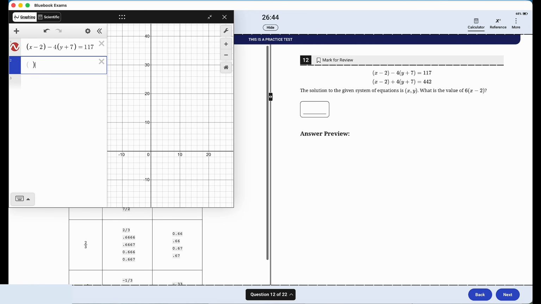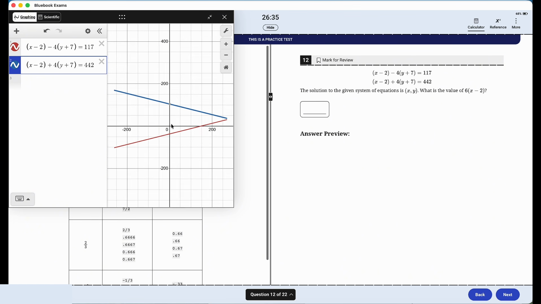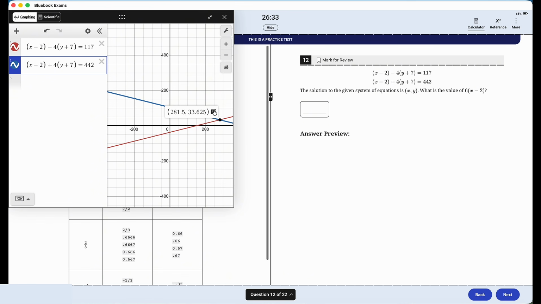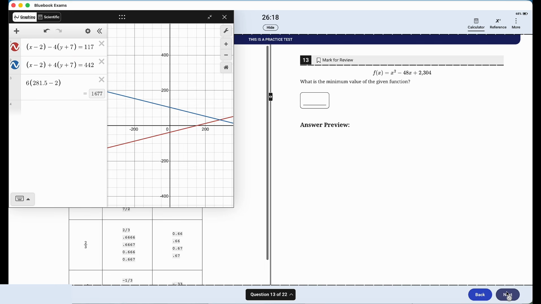So these look weird, but that's okay, it doesn't matter, just type it in, right? X minus 2 plus 4 times Y plus 7 equals 442, right? Zoom out, find where they intersect, here it is. This is your X and Y, right? They want you to do 6 times X minus 2, right? So I just need my X value here, right? So I want to do 6 times, and then in here, minus 2. That's it, X minus 2 there, you see, and we get 1677.